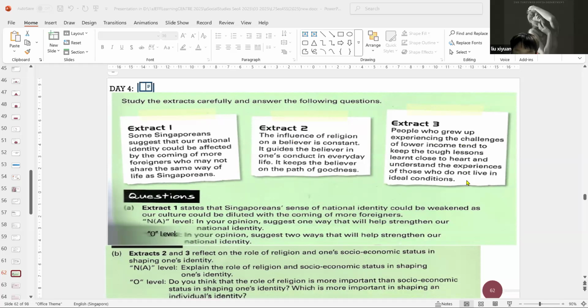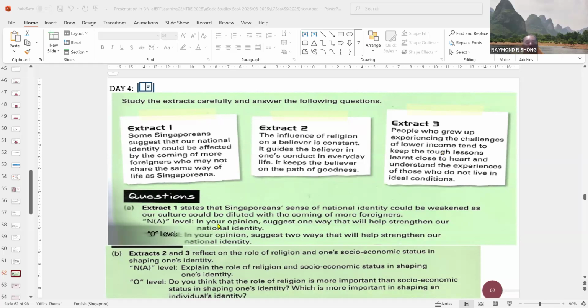This one is very argumentative. This one can be A and B. What about C? We do not know. But yes, we do have low-income people in Singapore. Okay, let's talk about this.